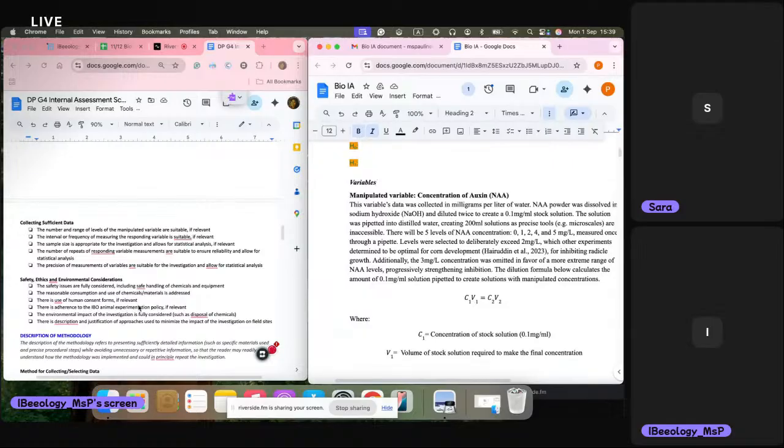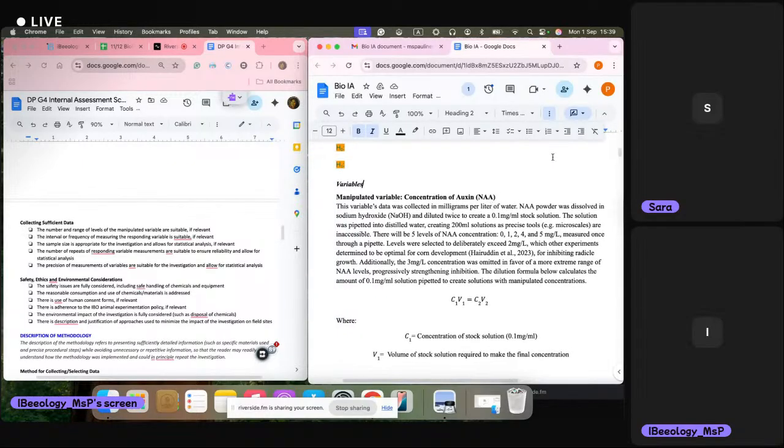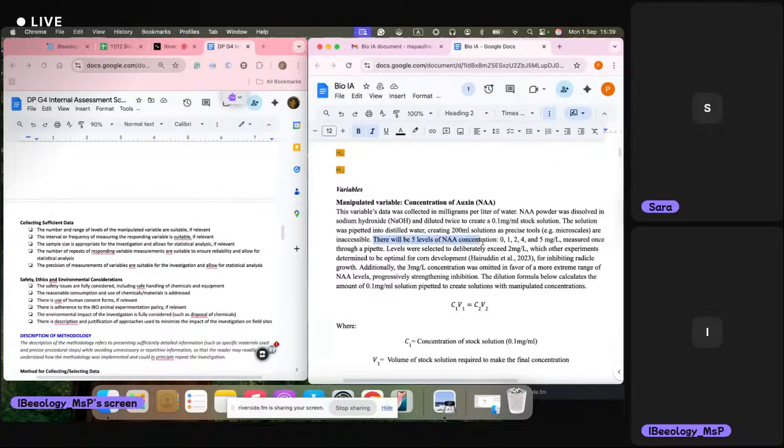That's cool. All right, but this is a checklist for you to help you to be concise. Number of range of levels manipulated are suitable. So establish why this is suitable. So you said that there will be 5 levels of concentration. Remember that 0 is not a concentration, honey. Okay? 0 is control, right? Without anything, this is how it will grow. But if you add this, and this is the growth. Do you notice something strange right here? So it's 0, 1, 2, 4, 5.